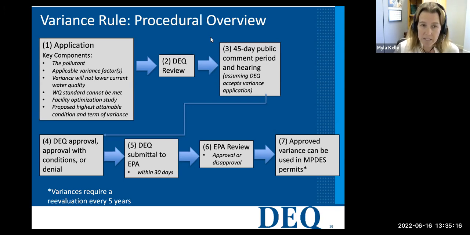And one critical component, and this is a federal requirement, is that variances require a reevaluation every 5 years. So it's highly possible that a variance term may be 10 years or whatever that term may be. It's highly possible it will be longer than 5 years. However, after 5 years, a reevaluation of the highest attainable condition does need to be made.